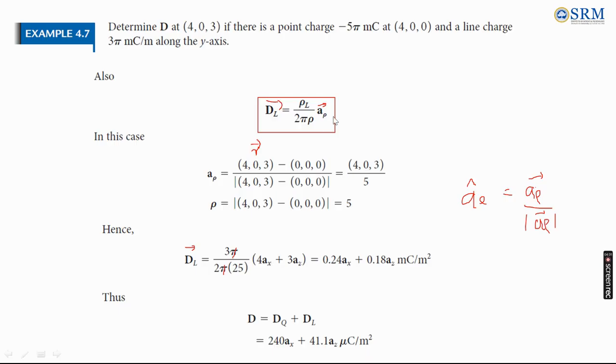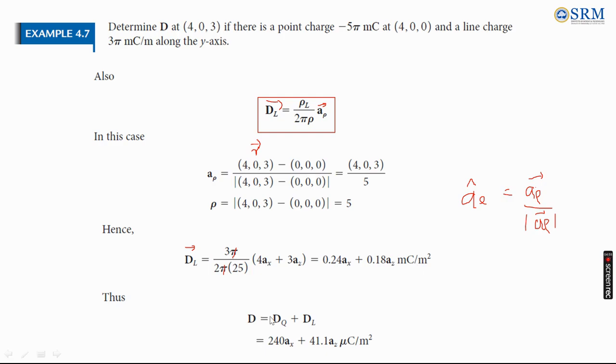For this arrow vector, it is going to be the vector divided by its magnitude, right? So 4x plus 3z, because 0 is for the y component, divided by 5. One more 5 is there in the denominator, so only 25. If I substitute, I will get this answer in millicoulomb per centimeter square.